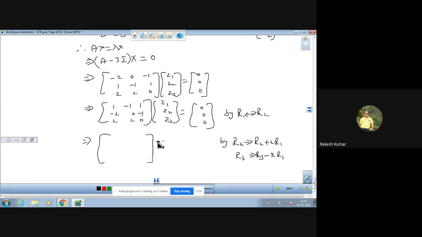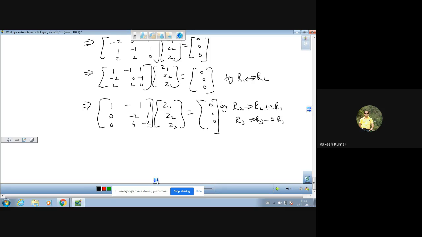R1 is used as a pivot. So Z1, Z2, Z3 will be as it is. This is the 0, 0, 0 vector. And 1, -1, 1, this is 0, and this will be -2, and this will be 1, 0, 4, -2 is there.